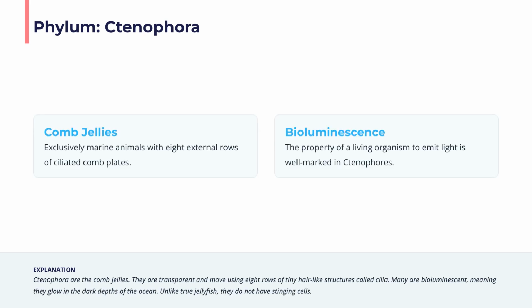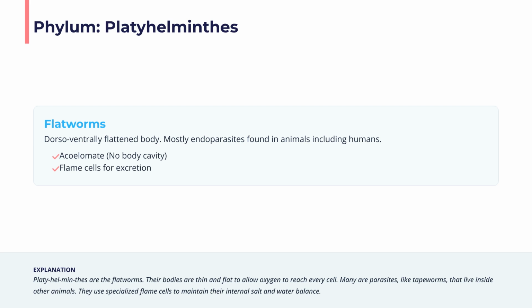Ctenophora are the comb jellies. They are exclusively marine and move using 8 rows of ciliated comb plates. Many are bioluminescent, meaning they glow in the dark.